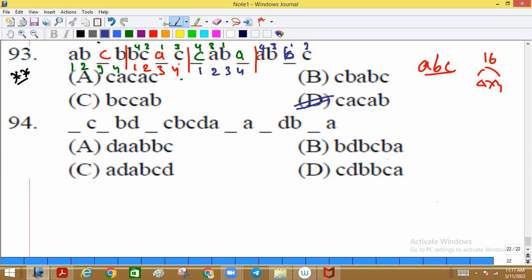Again. Yeah, good. Nice question. Good, star mark. It's a moderate level question again. So try to solve this. Next one is 94.